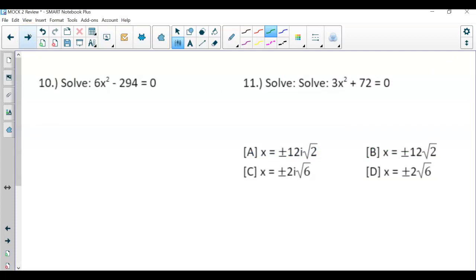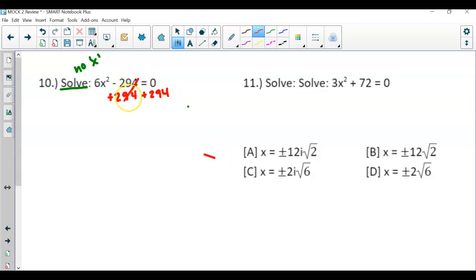Now number 10, we are solving. And then again, this is another special case where we have no x, right? B is equal to 0. So that means we're going to treat it using our square root method. So always add or subtract first. So in this case, we're going to add 294 here to both sides.